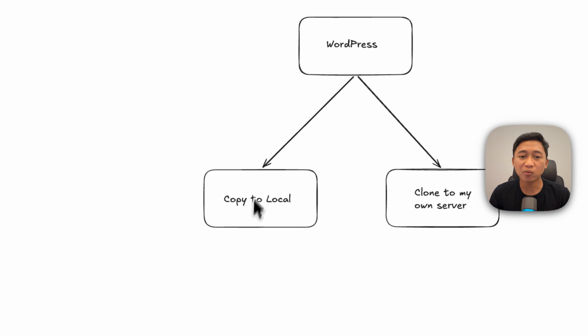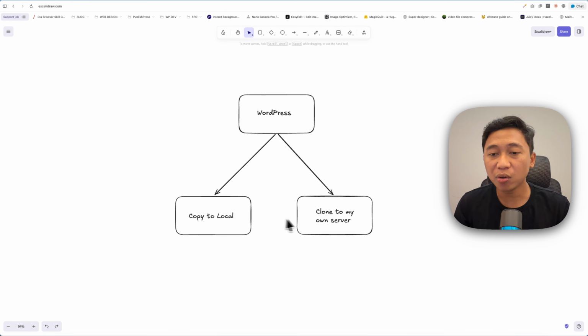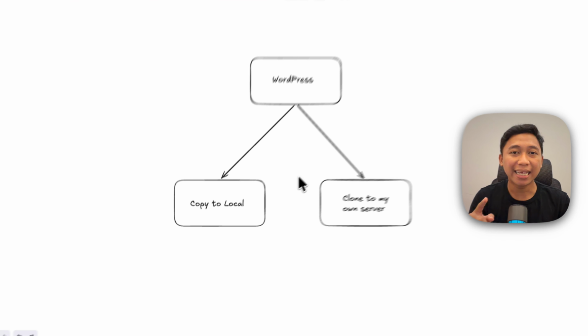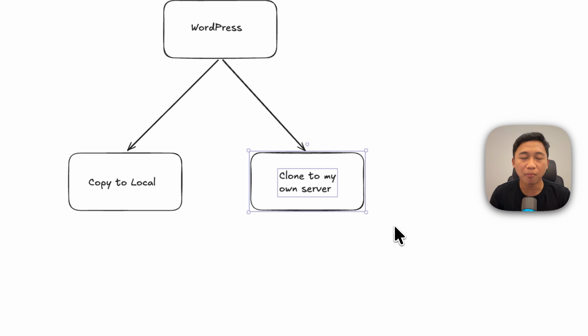I used to copy it to local all the time, because cloning to my own server takes too much time: setting up the DNS, installing WordPress, installing the plugin to restore it, uploading the backups, and then finally restoring the backup. That just takes too much time, so I usually copy it to local directly. But recently, I use this workflow more because I use SandyWP Cloner to do it for me.